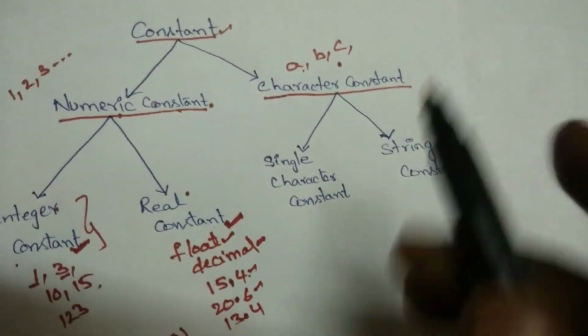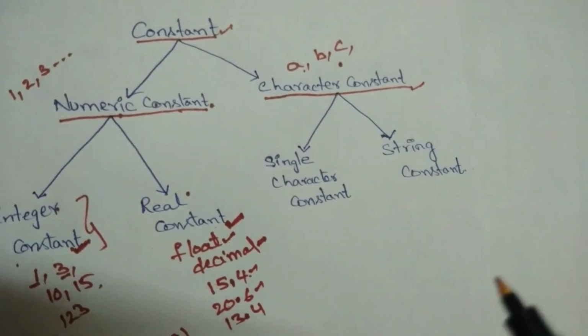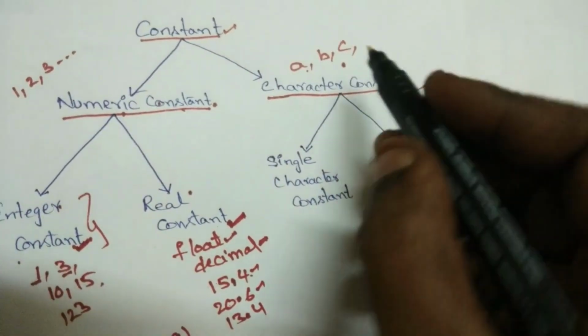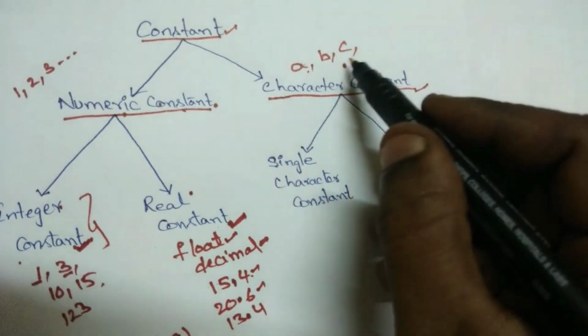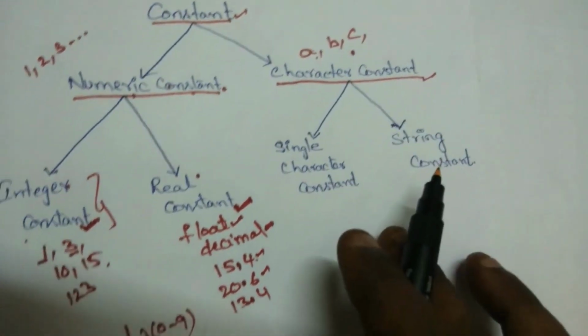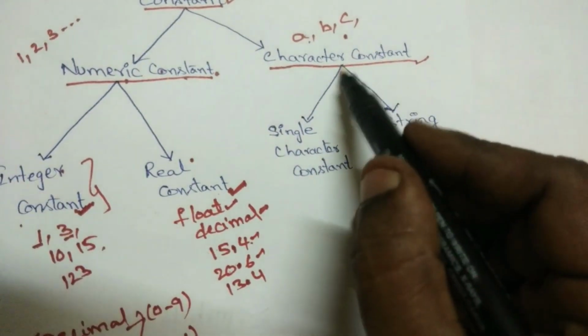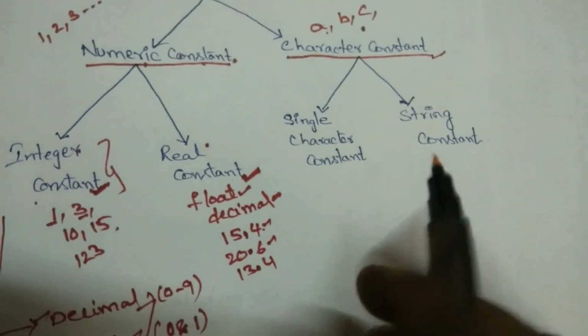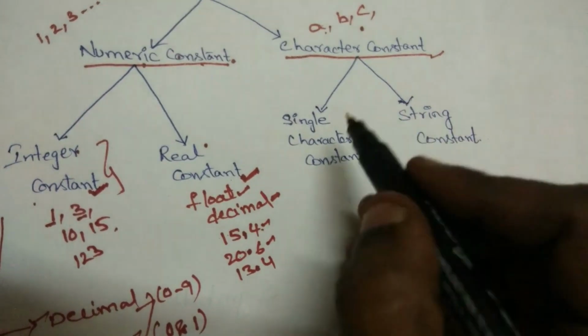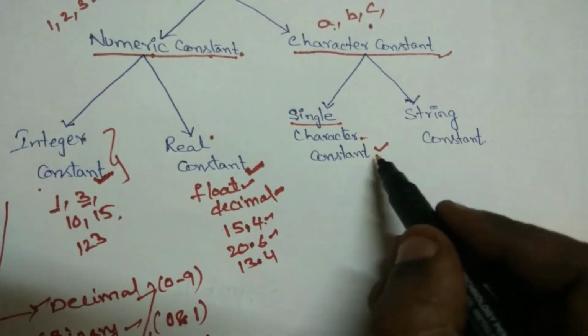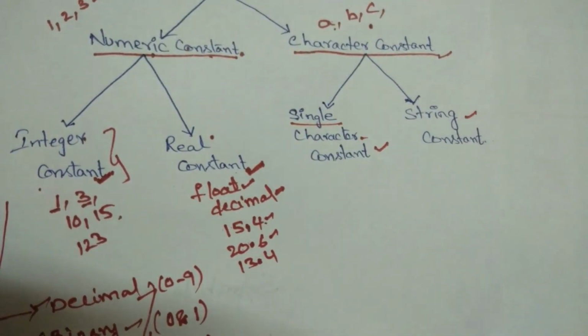Then coming to the character constant. What is meant by character constant? Here the character we can represent as a constant, like A, B, C. These are all characters, right? We can represent them as a constant. In the same way, the character constant also has two types. One is single character constant, otherwise string constant.